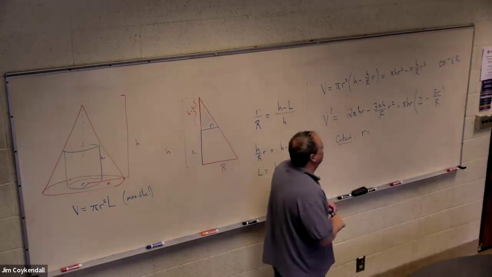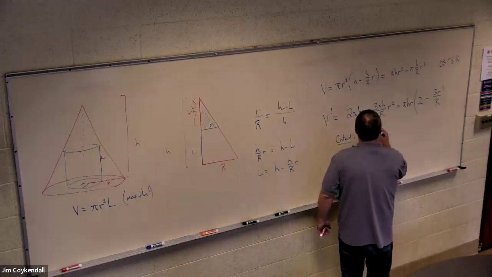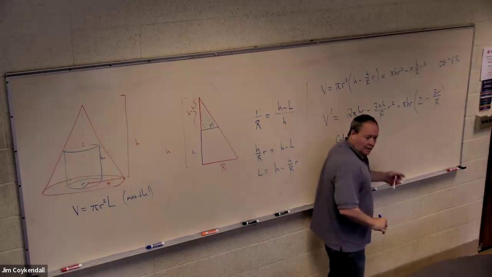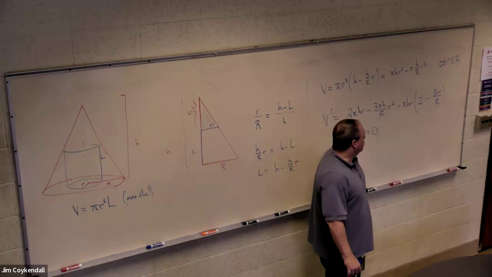Somebody give me a critical number. That's the interval, and we're going to be testing it anyway. So that one's too big. What's the other one you get?